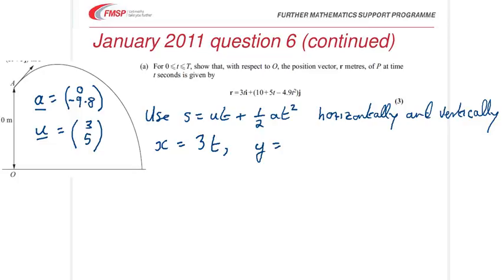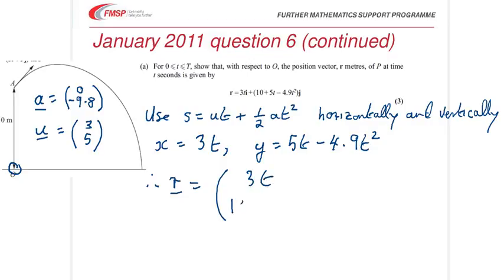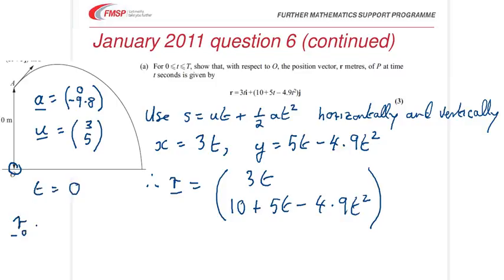at first glance, you'd think y was just 5t minus 4.9t squared. But then you have to remember that as far as the position vector is concerned, relative to the origin down here, r is 3t and 10 plus 5t minus 4.9t squared. So just to convince the examiner that you know where that 10 came from, just put t equals 0: r0, the position vector at t equals 0, equals 0, 10. And that's the first bit done.